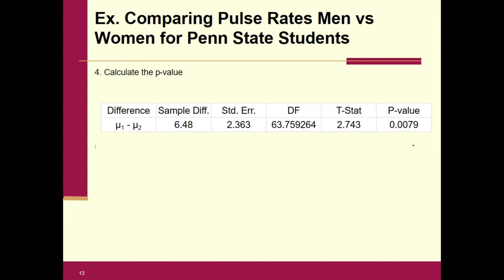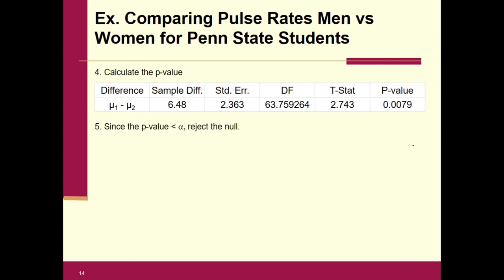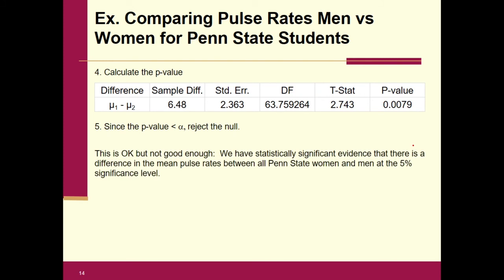So that seems pretty significant, right? We would go ahead and compare that to alpha, and alpha was 0.05, so we're going to reject the null. So this is what I want you to pay attention to: this statement is okay, but it's not good enough.